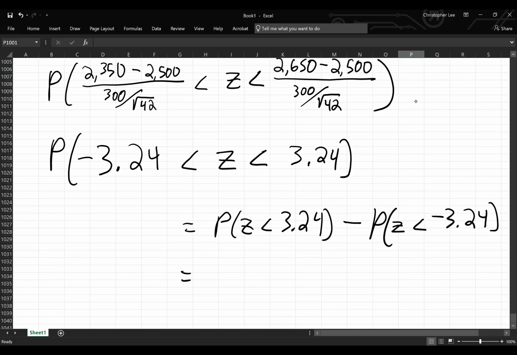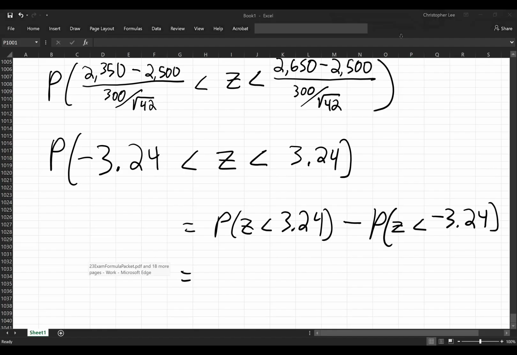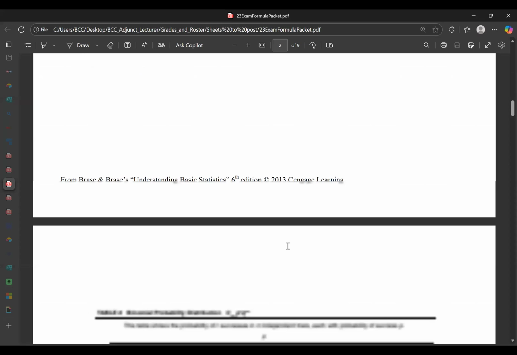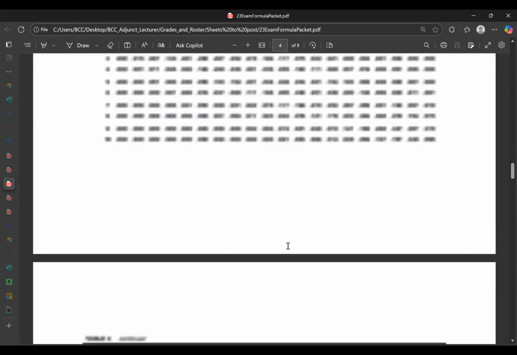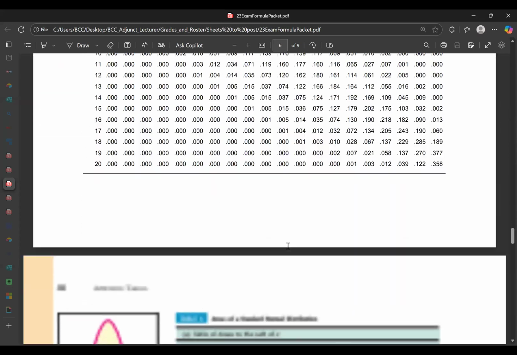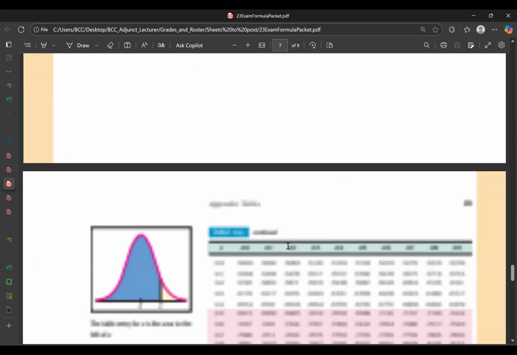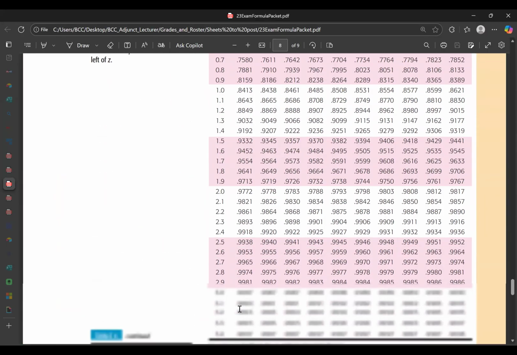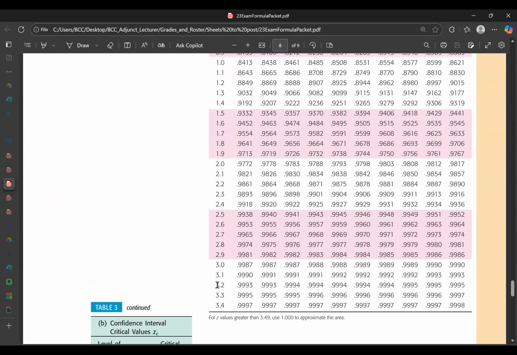So I'm looking for what? I'm looking for 3.24. I want that in the chart, right? So let's take a look. You're going to go across to your normal distribution table, but I want the positive side, right? So I'm looking for 3.2. So I'm going to go down to where the positive is. 3.2. Here it is, 3.2, right?